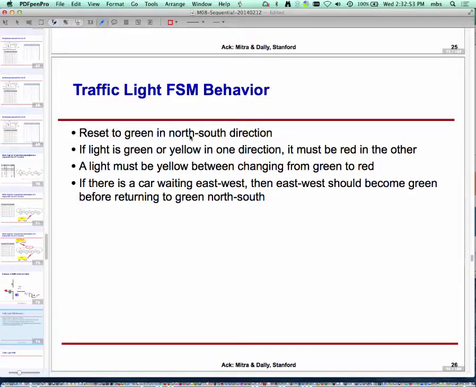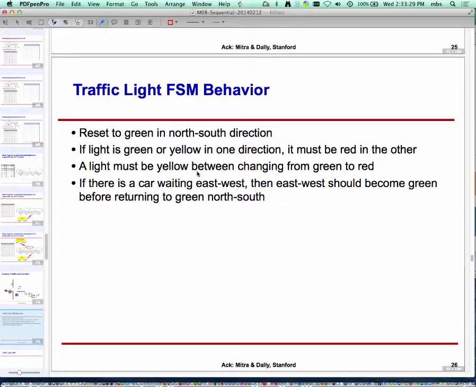Second condition: if the light is green or yellow in one direction, it must be red in the other direction. This is just a basic sanity check. You don't want cars to collide. So if I have given green to the north-south flow, then east-west must be red, or if I have yellow on north-south, east-west must be red. It's okay to have both sides be red, but it's never okay to have both sides be yellow or green. If one side is yellow or green, the other side must be red.